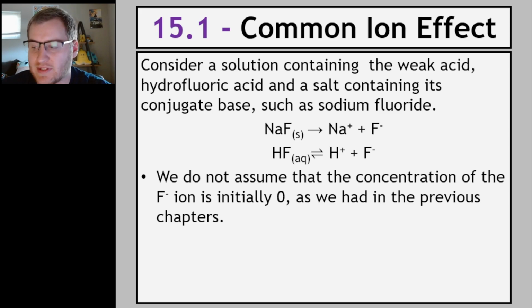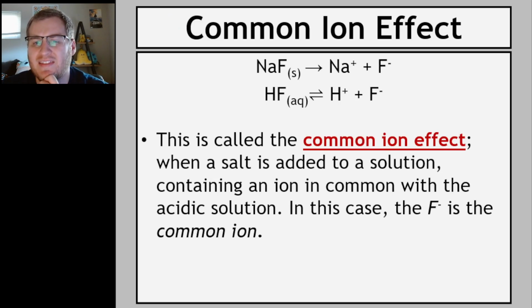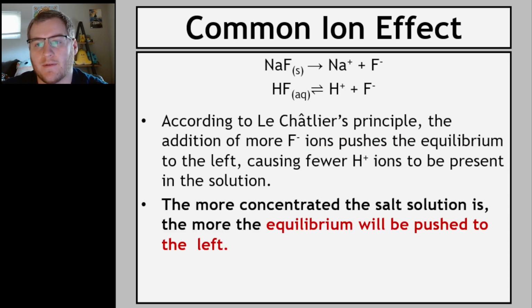So basically what this is going to come down to is doing an ICE table. All the ones in the last unit, you had zero of both of your products. Now we're going to see how that changes if you have some product to start off with and some reactant, and how equilibrium changes as a result of that. This is called the common ion effect when a salt is added to a solution containing an ion in common with the acidic solution. In this case, the F minus is the common ion.